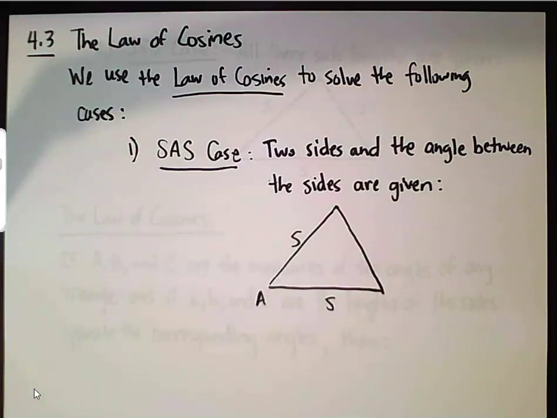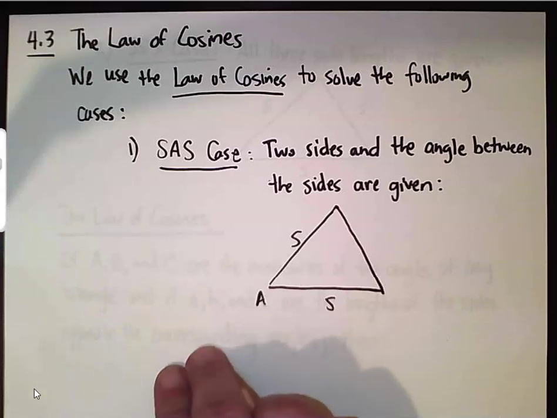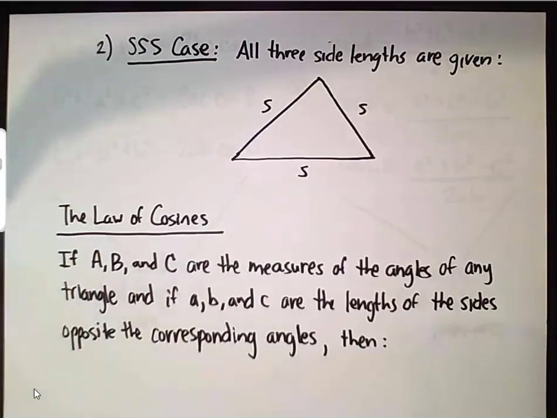Okay, section 4, solve triangles using the law of cosines. There are two cases where we use the law of cosines to solve oblique triangles. The first is the side-angle-side case, where we know two sides and the angle between them. We'll use the law of cosines to solve that case. We will also use it for the side-side-side case, where we know the lengths of all three sides.